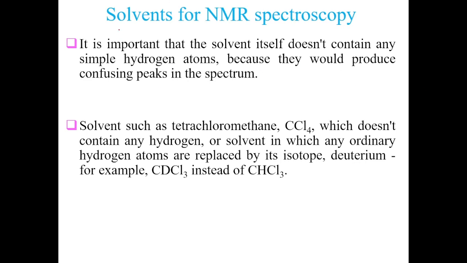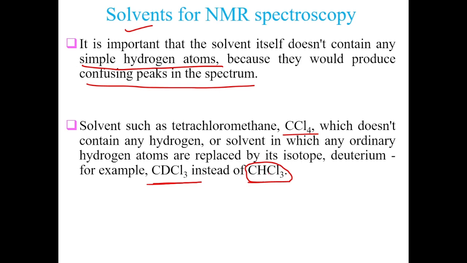are having a compound and we have to dissolve it in a solvent, that solvent should be devoid of hydrogen atoms, because ultimately we are studying the H1 NMR. So the solvent structure should not have hydrogen atoms in it. It is important to note that the solvent itself does not contain any simple hydrogen atoms, because they would produce confusing peaks in the spectrum. So such solvents: one is carbon tetrachloride, and the other is deuterated chloroform, CDCl3 instead of CHCl3. CHCl3 should not be used because it has its own hydrogen atom and we will have confusing peaks.